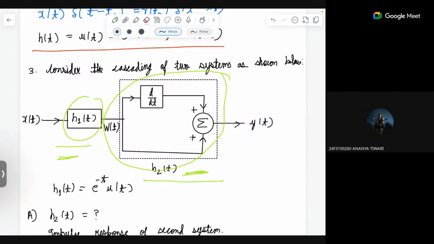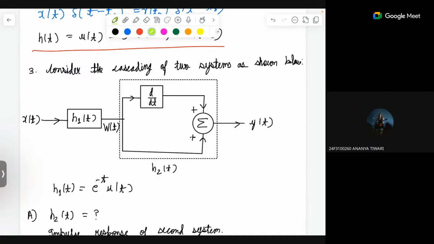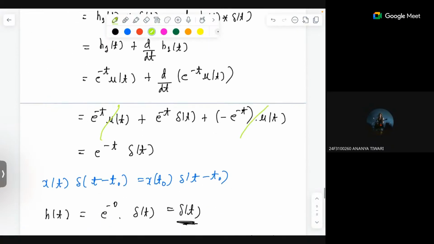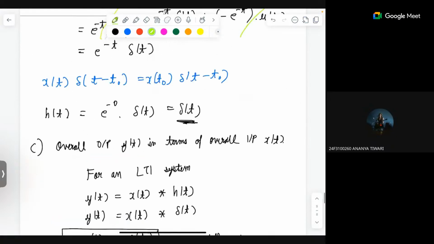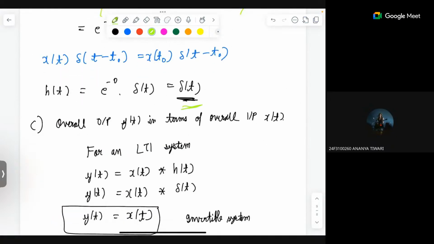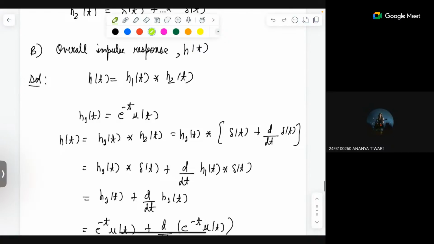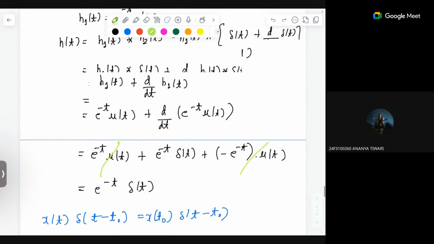Okay, ma'am. Ma'am, one more doubt. When we found that h of t is delta of t, then we considered x of t as delta t, right? Yes. So, ma'am, now we are not considering xt as delta t. So the whole thing would change here also.